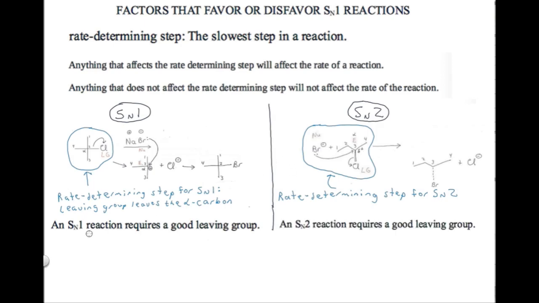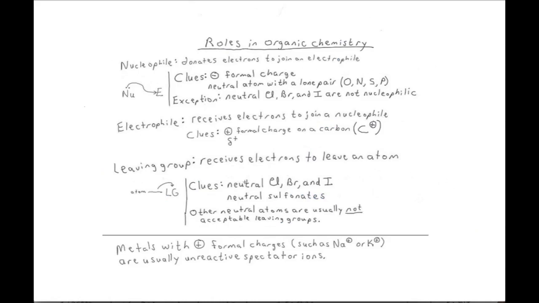So here we see a way that an SN1 reaction is similar to an SN2 reaction. They both require a good leaving group. How can you tell whether something is a good leaving group? Well, we discussed in the first video in this series that neutral chlorine, neutral bromine, and neutral iodine are good leaving groups. And we've discussed that neutral sulfonates are good leaving groups. And you should know that other neutral atoms are usually not acceptable leaving groups. There certainly are other types of acceptable leaving groups, but these are the types we've learned about so far.